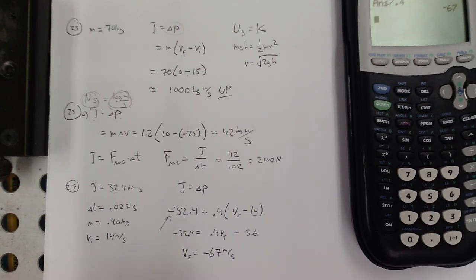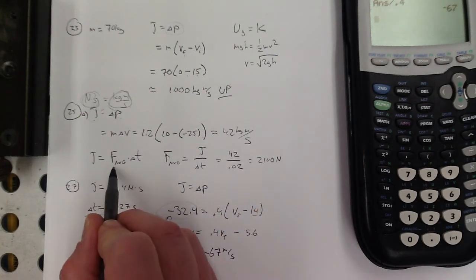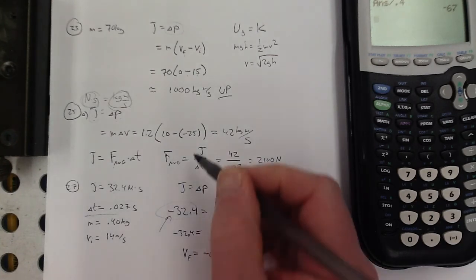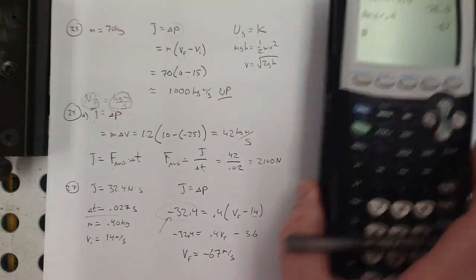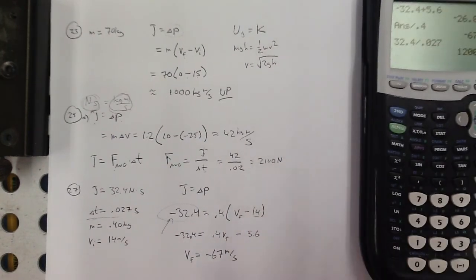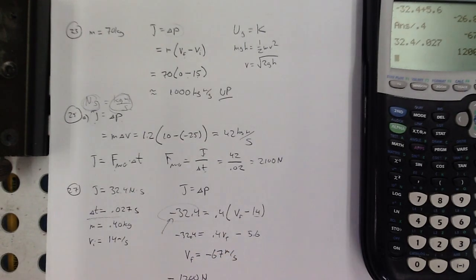And the time interval, impulse is equal to that force times time. And what are they asking for? The force. So the force is equal to impulse over time. Same thing that we did in the last problem, 32.4 divided by 0.027 is 1,200 newtons. Oh, that's the numbers switched around there. So 1,200 newtons in the negative direction.